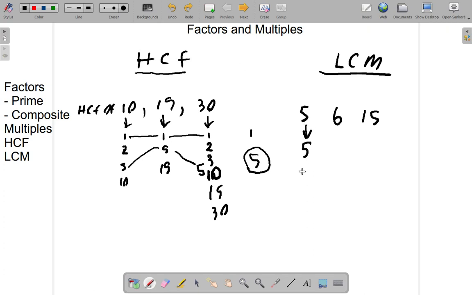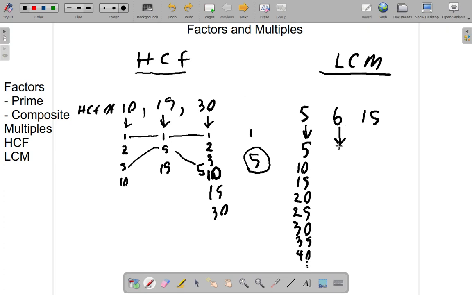and then choose the lowest one that is common. 5 1s are 5, 5 2s are 10, 5 3s are 15, 5 4s are 20, 5 5s are 25, 5 6s are 30, 5 7s are 35, 5 8s are 40. We'll just stop there for now. Those are some multiples of 5, but they go on and on.